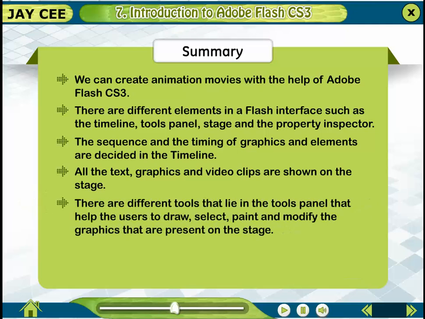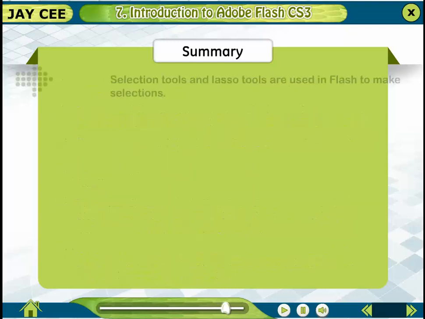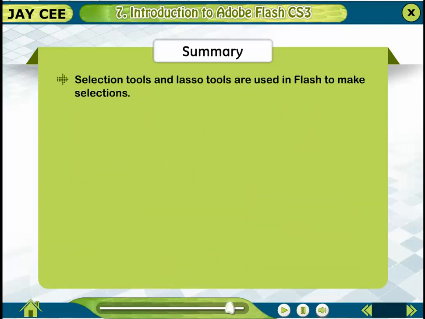There are different tools that lie in the tools panel that help the users to draw, select, paint, and modify the graphics that are present on the stage. We can change the properties of the objects that are currently selected in the timeline or on the stage with the help of the property inspector. Selection tools and lasso tools are used in Flash to make selections.